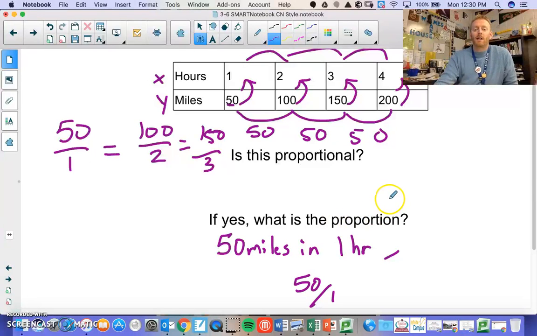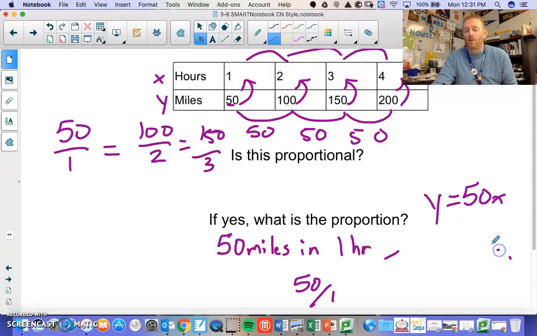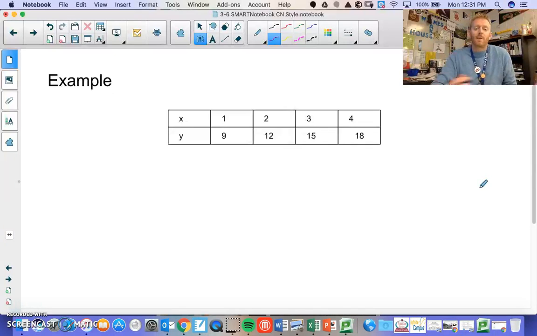If I were to make an equation out of this, it would look like this: y is equal to the number of miles that we drive times the number of hours. So if I want to find out how far we drive in 10 hours, we'd plug a 10 in for the x and do 50 times 10. Alright, the same exact process over here.